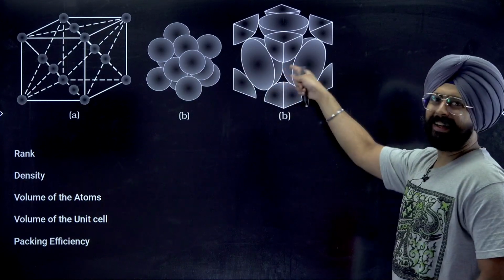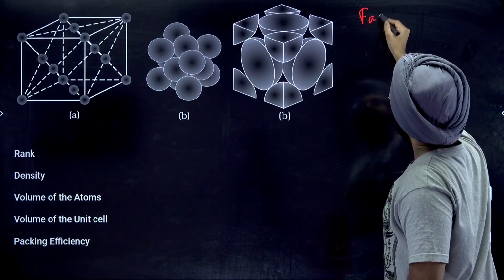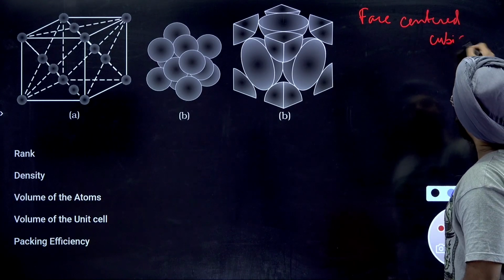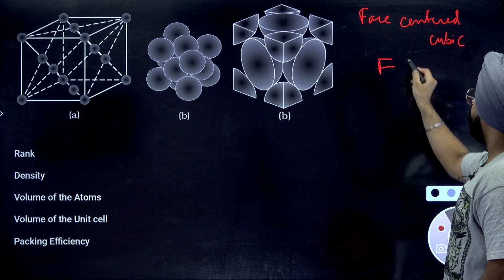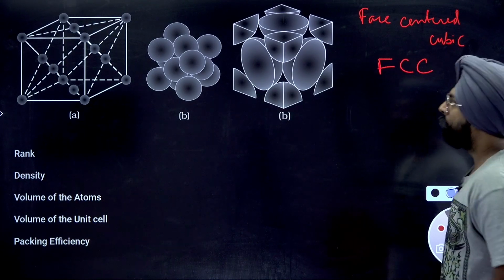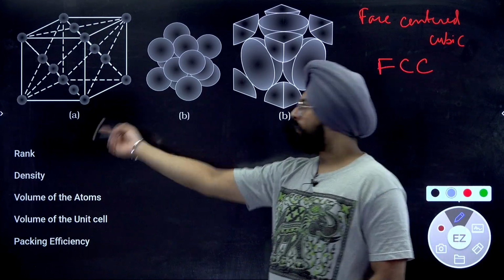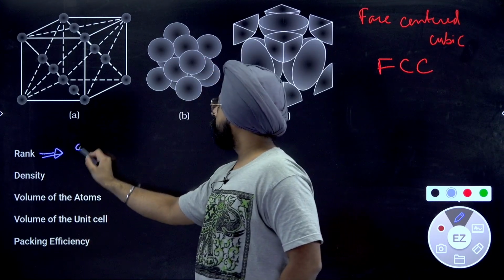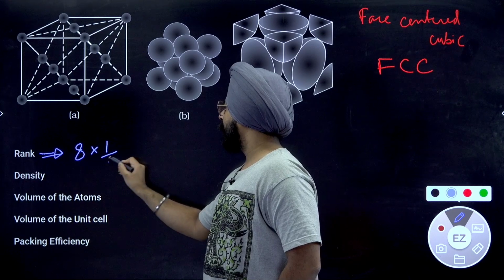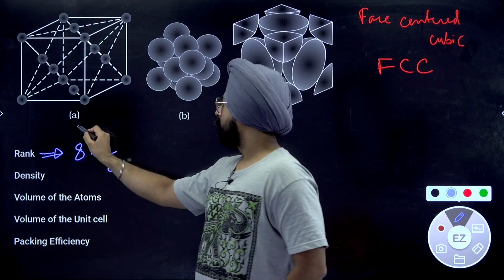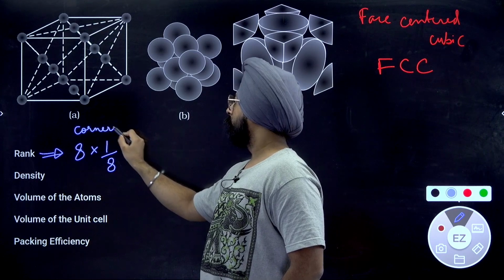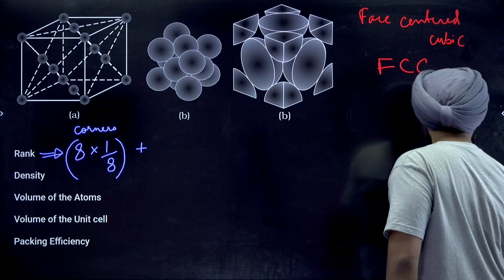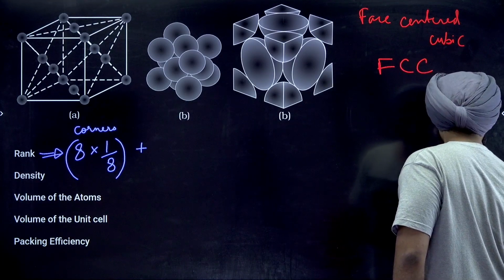Can you see this is a face-centered cubic? Face-centered cubic unit cell. What will we call it? We'll call it FCC. Perfecto. What's the rank now? We'll do this quickly. What's the rank? There are 8 atoms at the corners, and the contribution of every atom at the corner is going to be 1/8. So this is for the corners. Okay? And this has to be added to the atoms that are present at the faces, isn't it?